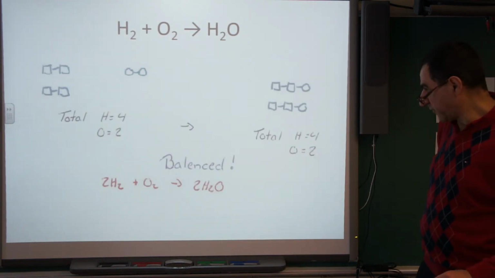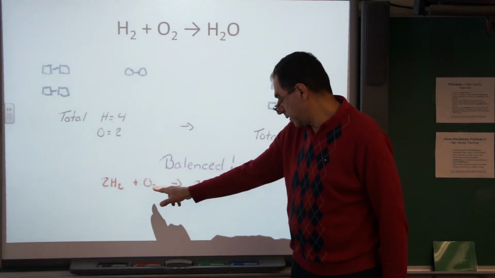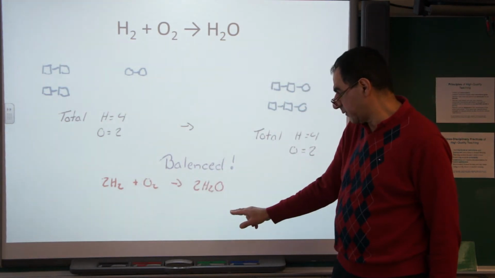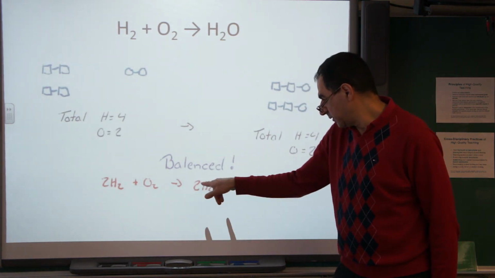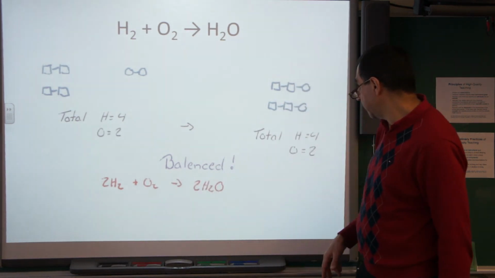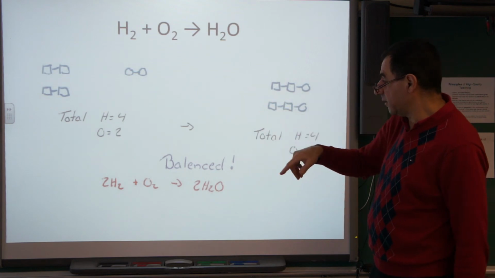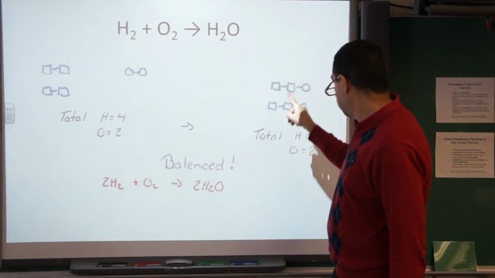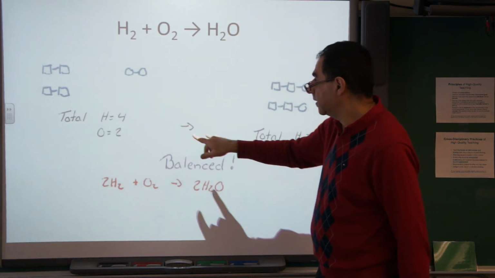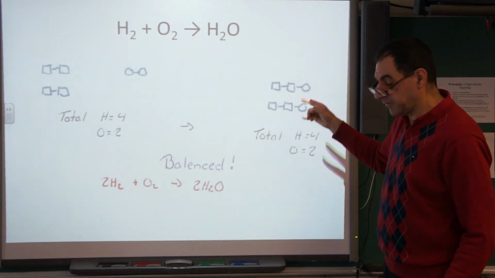And the balanced reaction would be 2H2 plus O2 forms 2H2O. I have 4 hydrogens, 2 oxygens, 2 oxygens, and the particle model is balanced. I have 4 hydrogen atoms here, 1, 2, 3, 4 here, 2 oxygens, and 2 oxygens.